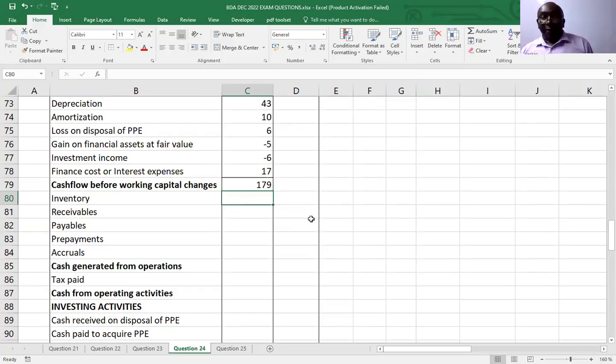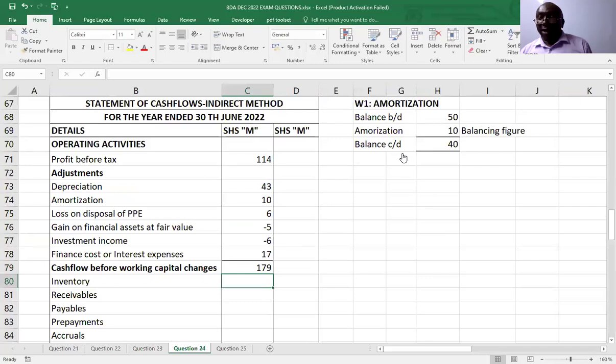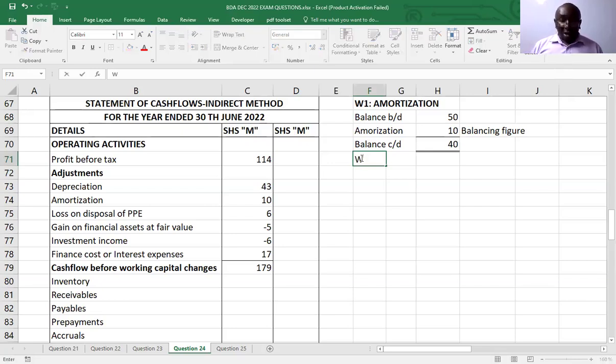Are we okay at that point? Let's go now to the next working, where now we deal with the inventories, or rather with the working capital. So, working capital.